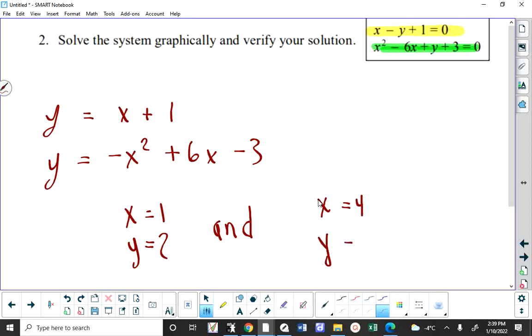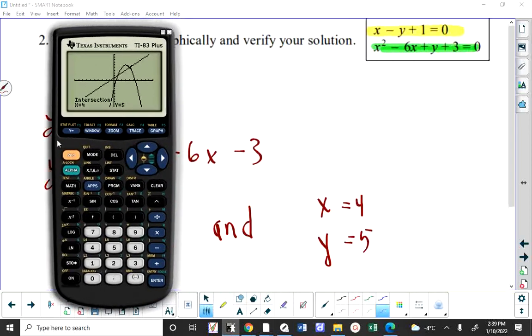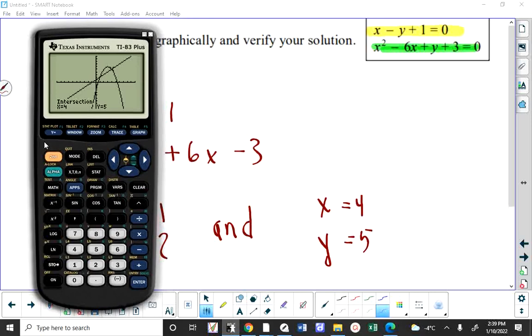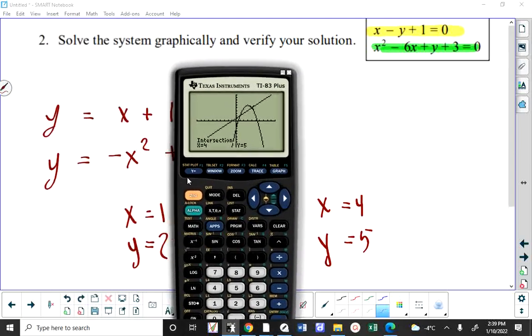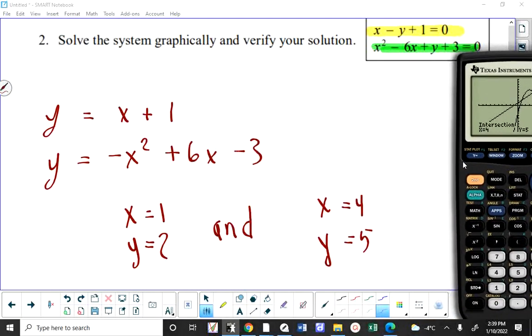I don't think we need to check it. Verifying it is there. We've verified it. The point is on both lines. If you wanted to verify it, here's what you would have to do. Put 1 in for x here, and you'll have 1 plus 1. Put 2 in for y. You get a true statement.